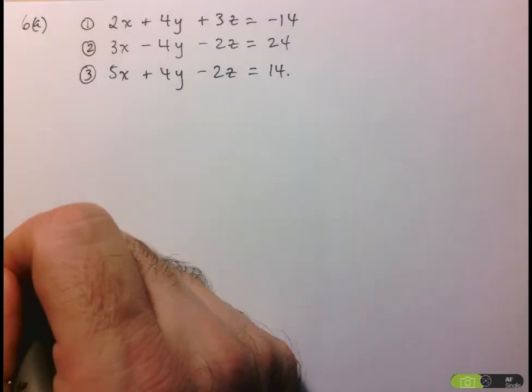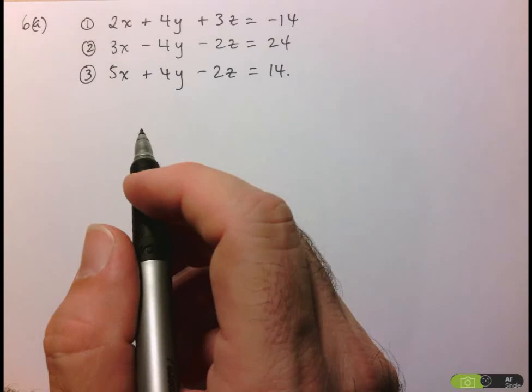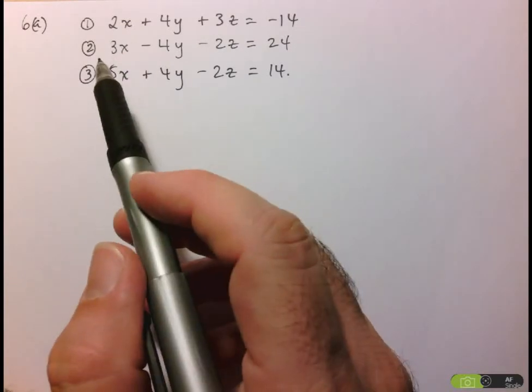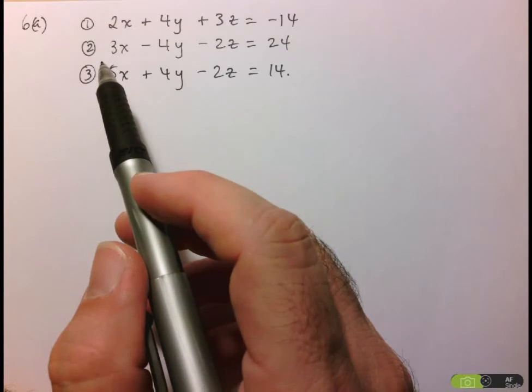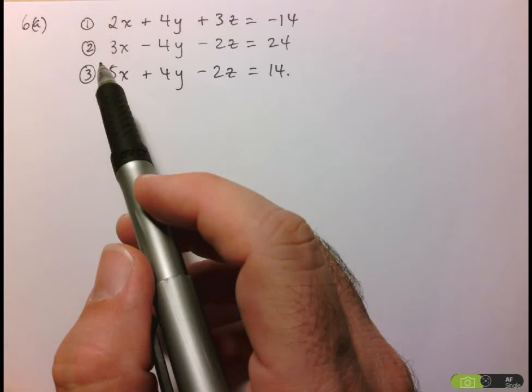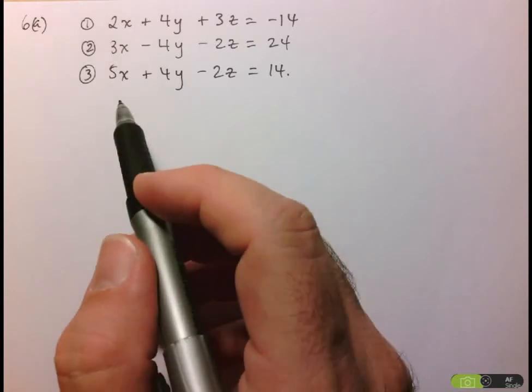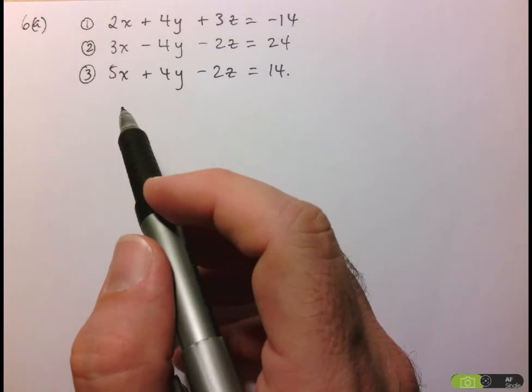Just recall our strategy for solving these systems: I work with 2 equations at a time, and I start with 2 equations and eliminate a variable. Then I take another pair of equations and I have to eliminate that same variable. So remember that you have to eliminate the same variable the second time around.